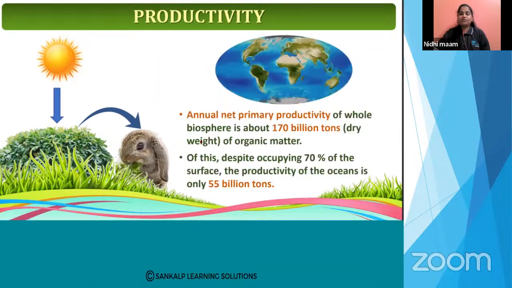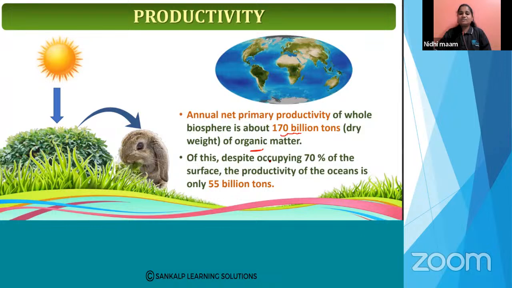Next, we proceed to the annual net primary productivity. What do we mean by annual net primary productivity? Overall, when we consider our earth or the biosphere, how much organic matter is produced by all the plants present in the biosphere is called annual net primary productivity. The average amount has been calculated as 170 billion tons of organic matter produced annually by the plants present in the biosphere.